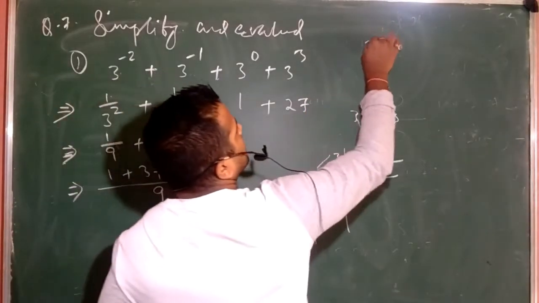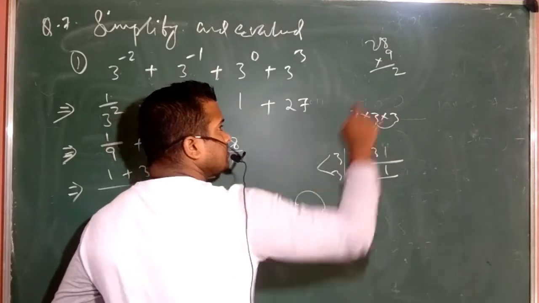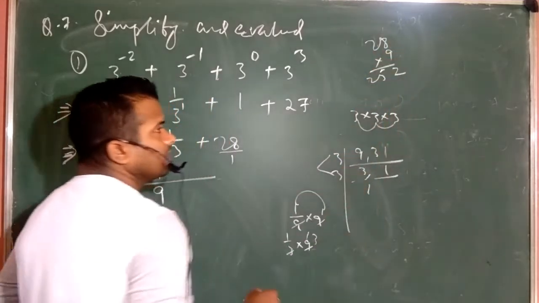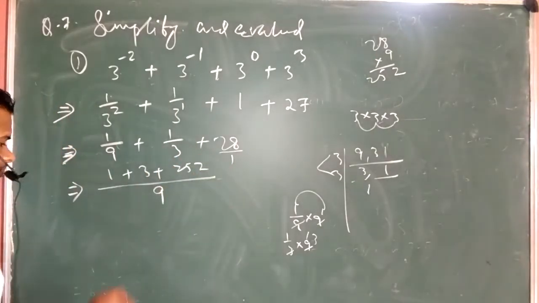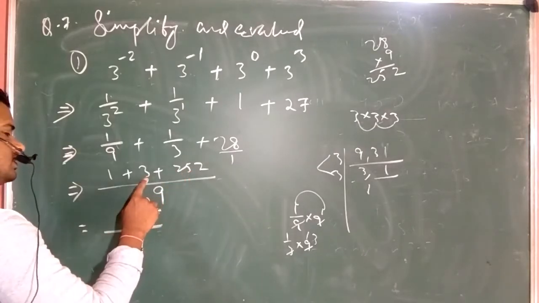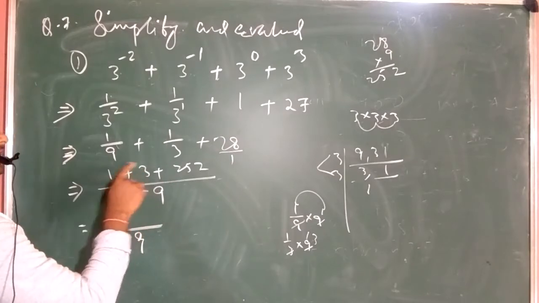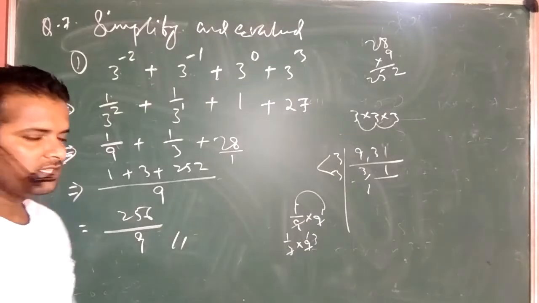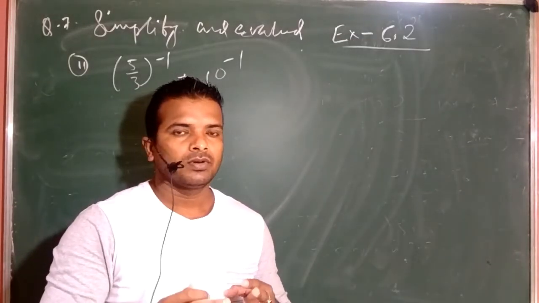So 28 into 9. 9 8s are 72. 9 2s are 18 and 7 is 25. That means 252. Okay. Now this 252 plus 3 plus 1. 252, 253, 254, 255, 256. That means 256 by 9. This is the Roman number 1. Let us do Roman number 2.